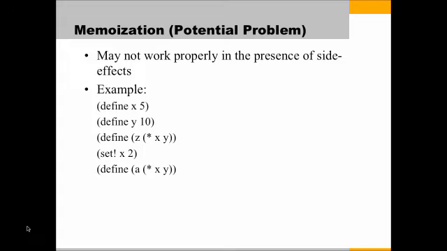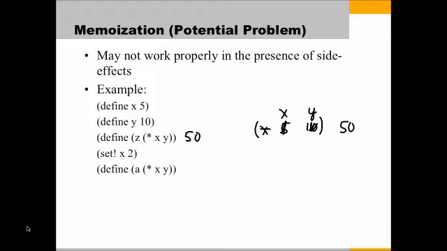Here's an example. We have define x to be 5 and y to be 10, and then we basically say z is x times y, so z becomes 50. Now, if we memoize this expression, we will have that 5 times 10 is 50. And we're assuming that x doesn't change. In fact, we don't memoize 5 and 10. We memoize x and y.